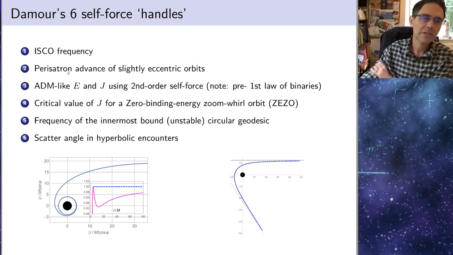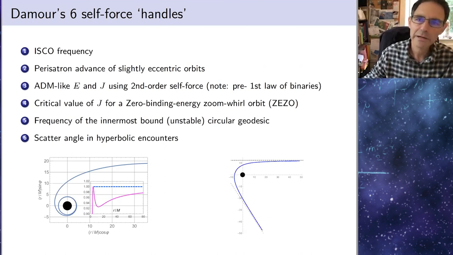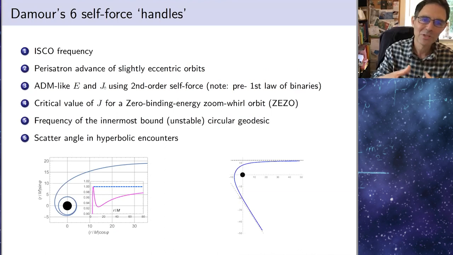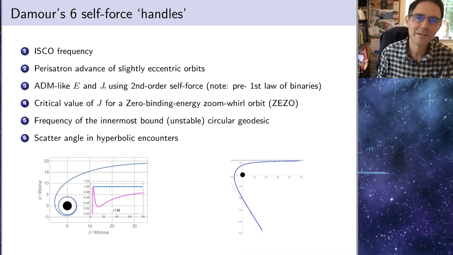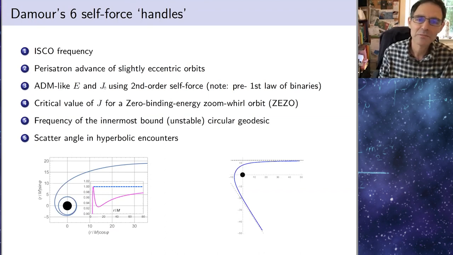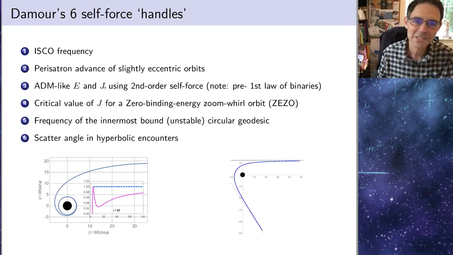The third was the ADM-like energy and angular momentum of the binary system. And of course, the non-trivial piece of the energy is quadratic in the mass of the small object. So people pointed out you would have to go to second order self-force, which seemed like a very, very remote prospect at the time. It indeed took another 10 years until Adam was able to calculate it, and you saw the result a moment ago.